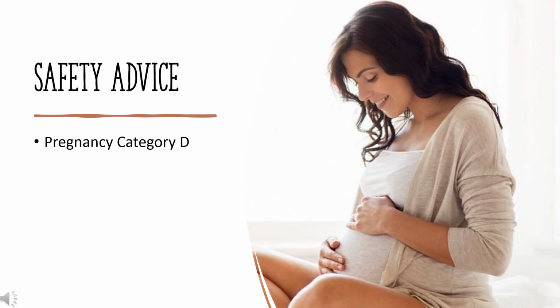Safety advice. Pregnancy Category D. Use of drugs that act on the renin-angiotensin system during the second and third trimesters of pregnancy reduces fetal renal function and increases fetal and neonatal morbidity and death.